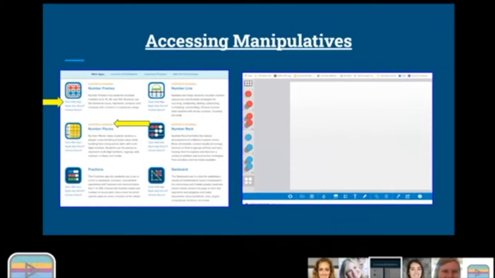I also want to remind you that there's a screencast on how to use these manipulatives and access them. It's super easy that you can watch. It's about 15 minutes if you need additional support.